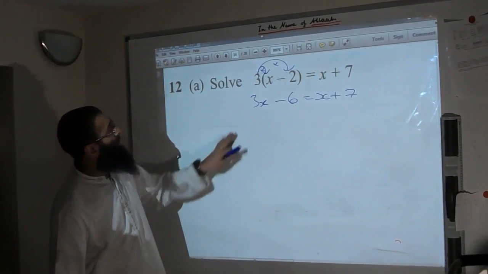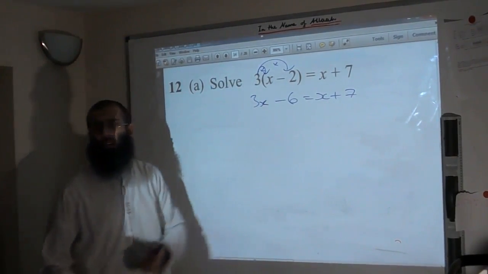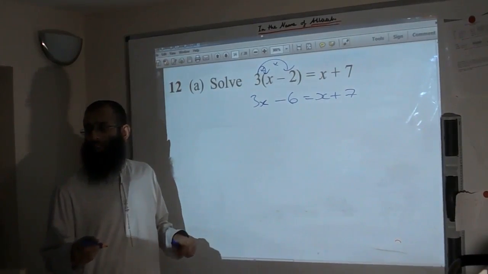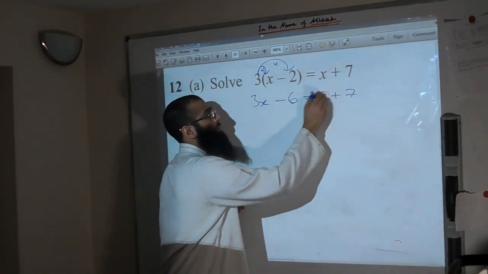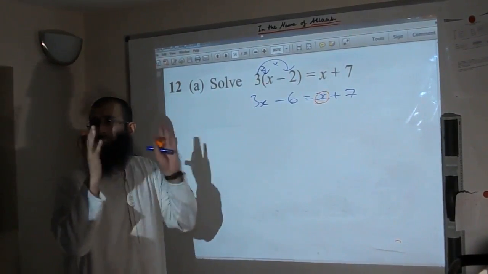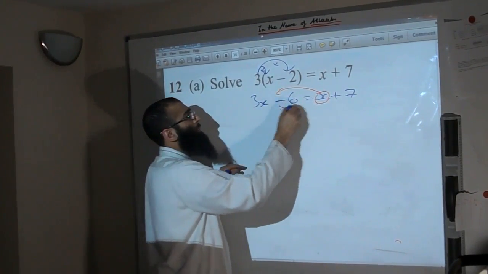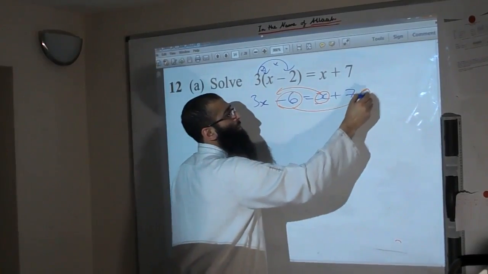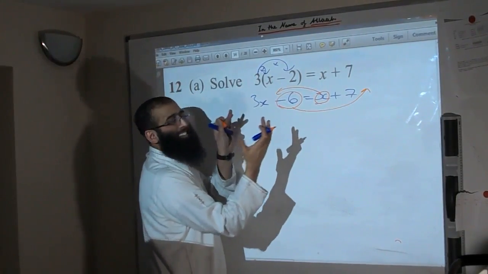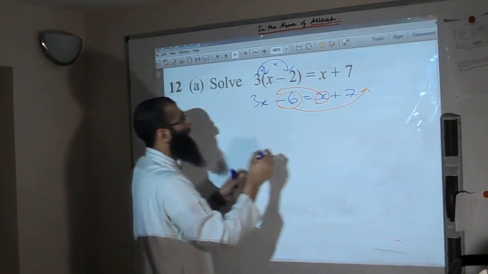Now the rule for dealing with this linear equation, where x is on both sides, is that we start with the smaller x value, and then you move that towards the larger x value. As that goes to the left, the number on the left must go to the right. What we're trying to do here is get the letters on one side and the numbers on the other side.